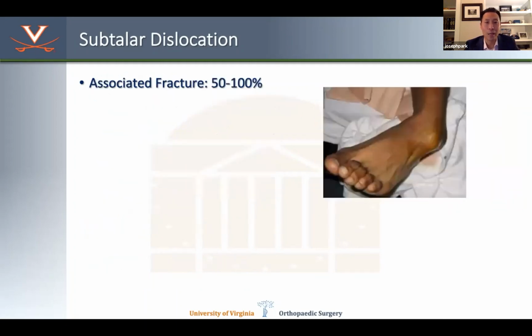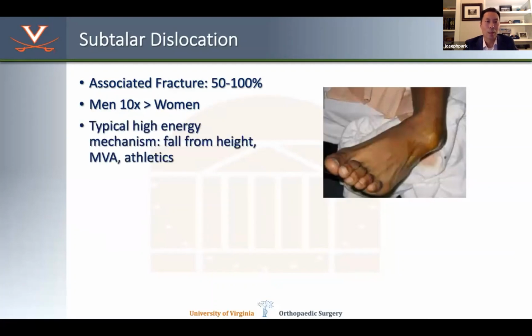Associated fractures are quite high, so 50 to 100% of these injuries in the literature, as is true of many injuries that result from, let's say, bad decision-making. It's way more common in men than women, about 10 times more frequent in men. Typical high energy mechanisms, so fall from height, motor vehicle collision, and high energy athletics are the most common.